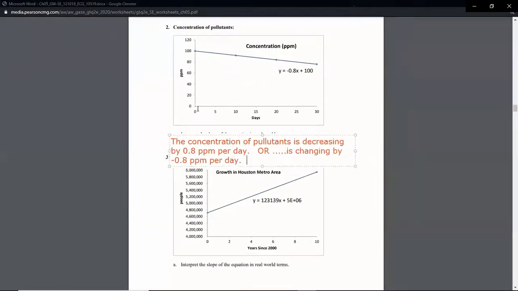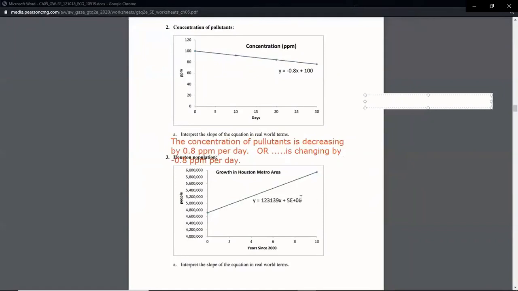All right, this last one is measuring the Houston metropolitan population. Now this 5E6, that's something in scientific notation, which we have mentioned very, very lightly, and I mentioned that it's something you're supposed to study on your own.